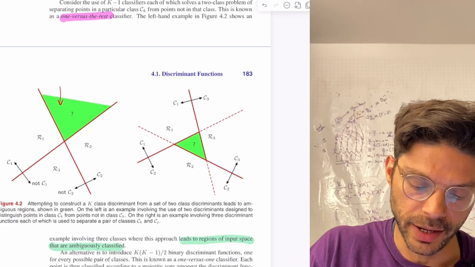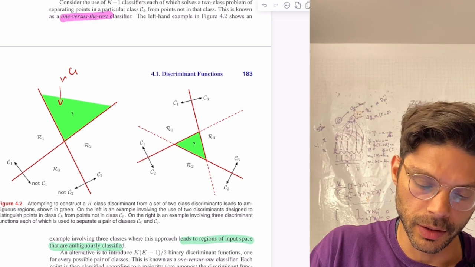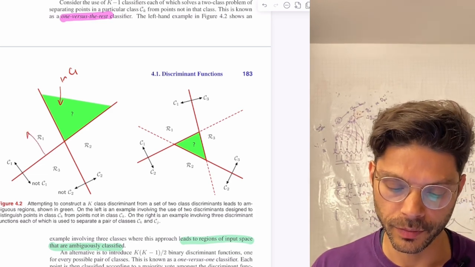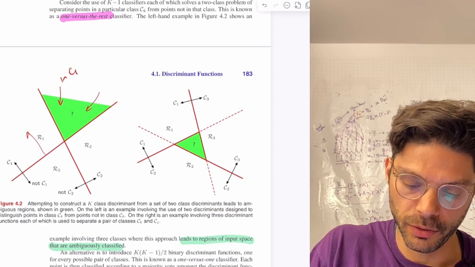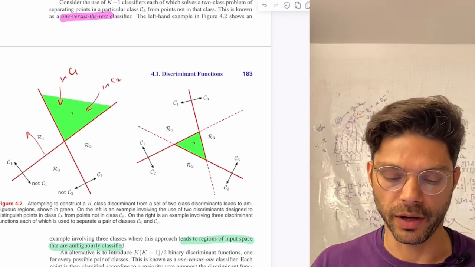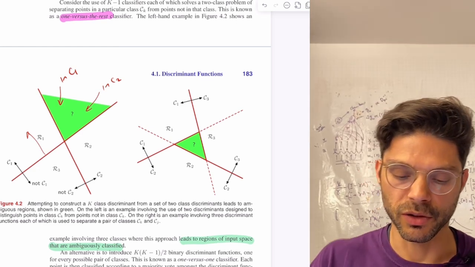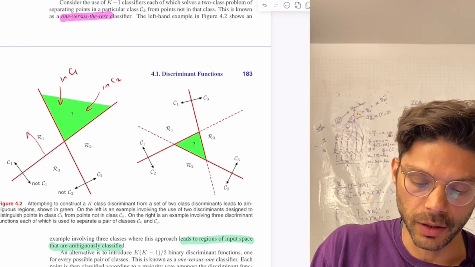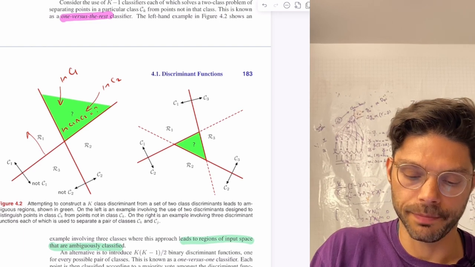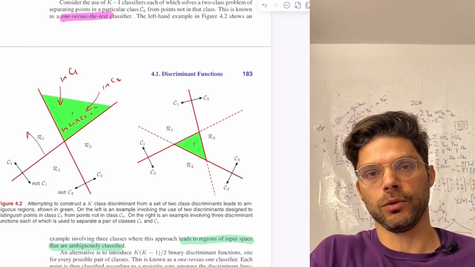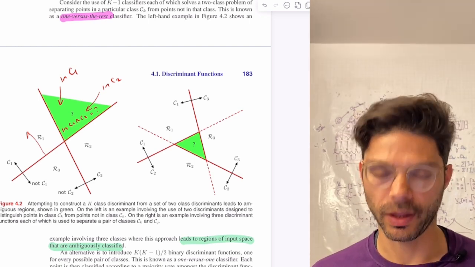These points on the one hand are in R1, so they're in C1, because they're on this particular side. But then they're also in C2. And then there's R3, which is in either one, I suppose. So these points are in C1 and C2, which is problematic if you want to do assignment to one or the other class. That's one source of ambiguity.